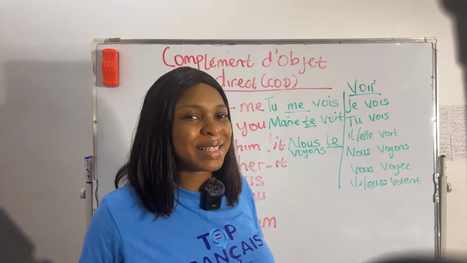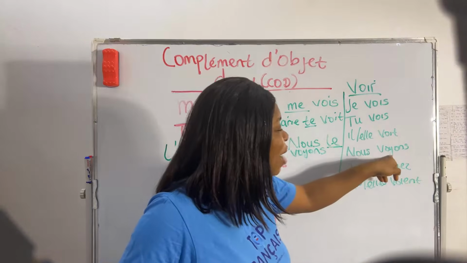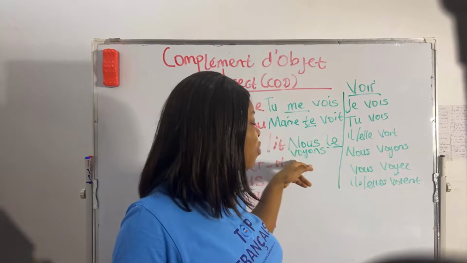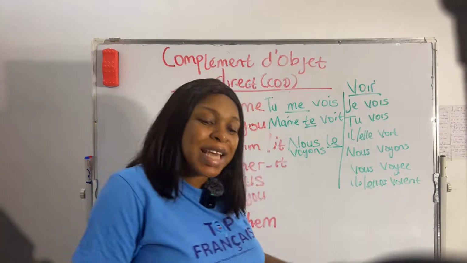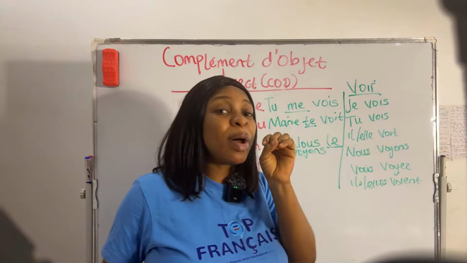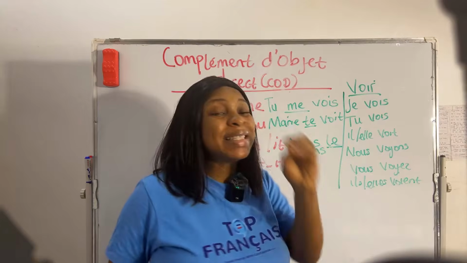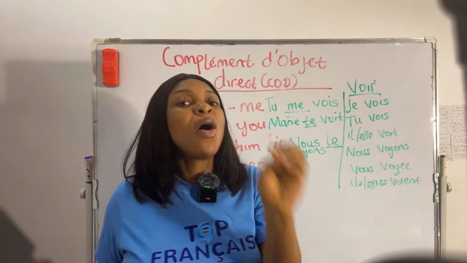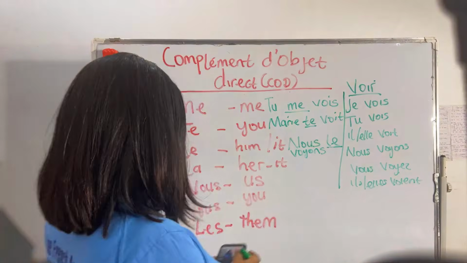Nous is the subject. So we'll make sure that the verb is conjugated according to the subject, voyons. The COD is him or it? Le. So when you're talking about COD, le means him or it. Him or it. Now, let's go to the next part.